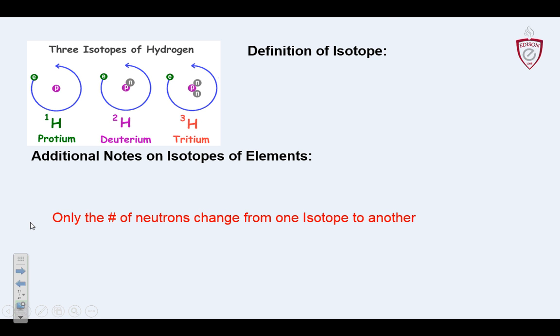Only the number of neutrons changes from one isotope to another. It's like a pair of identical twins where one of them weighs a few pounds more than the other. So it's still hydrogen, but this version of hydrogen has a bigger mass because it has more neutrons, or less.